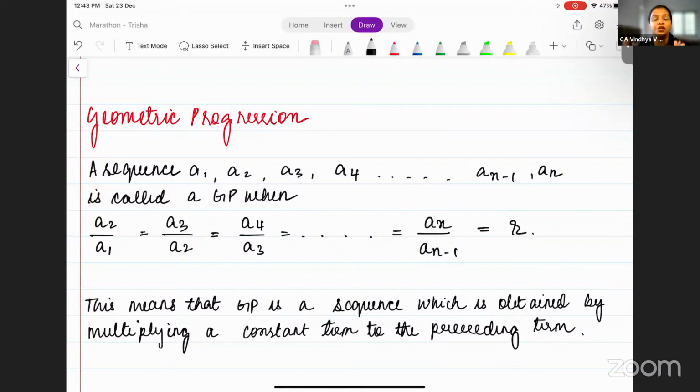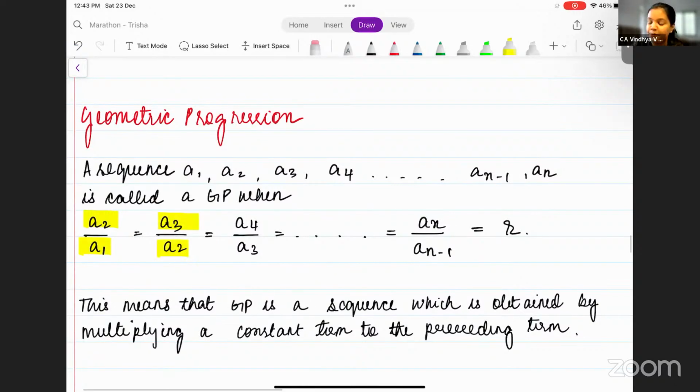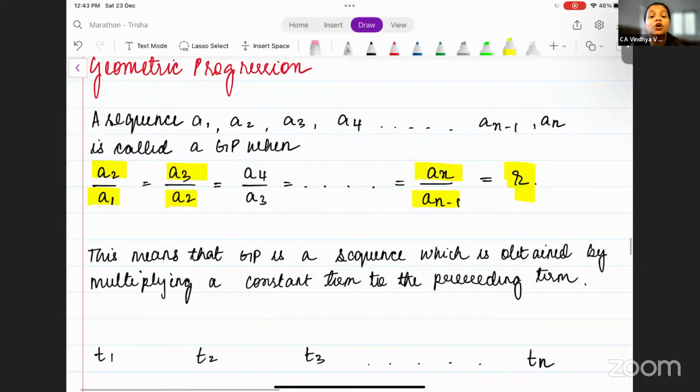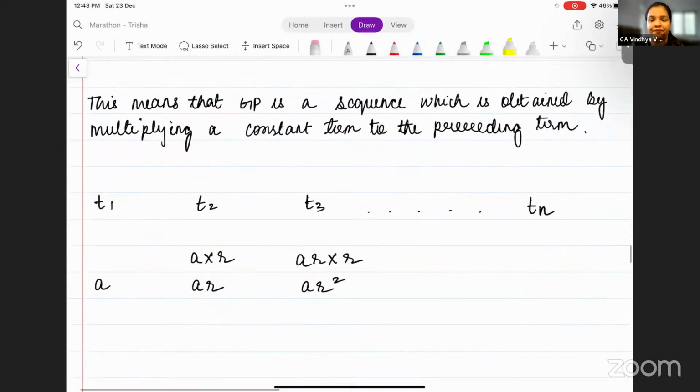Now in arithmetic progression, we subtracted the first term from the second term. In geometric progression, we will divide the second term by the first term. So A2 by A1, A3 by A2. Similarly, the last term An by An minus 1, which is equal to r. In arithmetic progression, we said common difference. In geometric progression, we will call it common ratio.